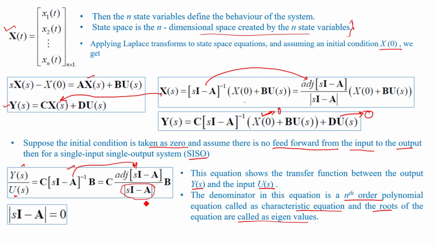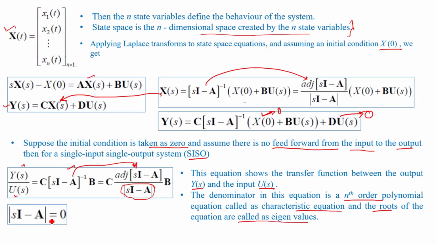So how do we find the eigenvalues? Just by equating this determinant to 0, we get the characteristic equation. If we solve this characteristic equation, the roots of the characteristic equation will give us the eigenvalues.